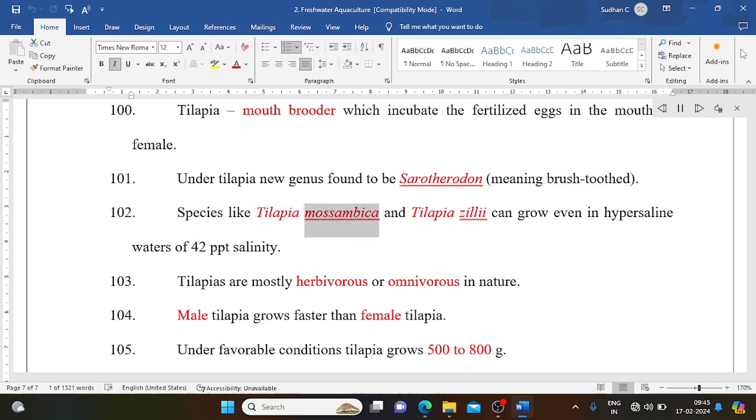Species like Tilapia mossambica and Tilapia zillii can grow even in hypersaline waters of 42 ppt salinity. Tilapias are mostly herbivorous or omnivorous in nature. Male tilapia grow faster than female tilapia. Under favorable conditions, tilapia grow to 500 to 800 g.